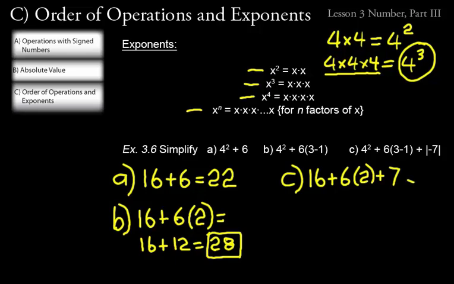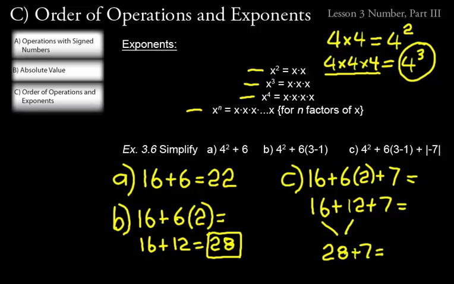Now let's do our multiplication before we do any addition. 16 plus 12 plus 7. Let's add in pairs now. We have 3 things to add. So we do the 16 plus 12 is 28, plus 7. That equals 35.